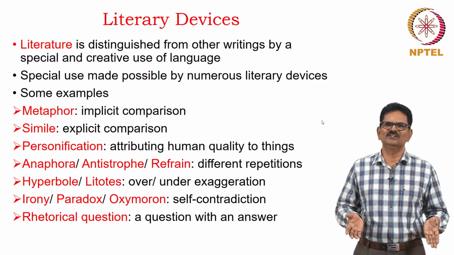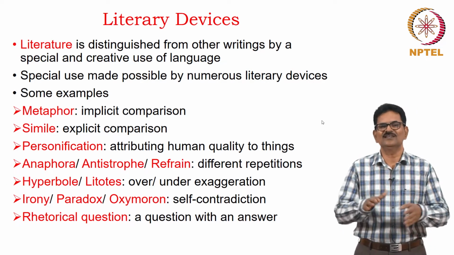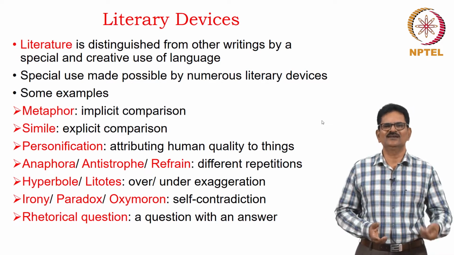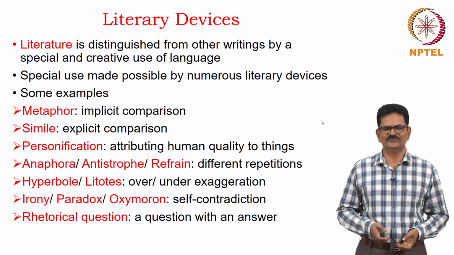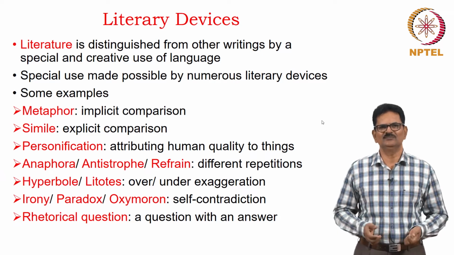A typical feature of literature is irony, paradox, oxymoron. This refers to self-contradiction in different ways. And another common feature is the rhetorical question. It is a question with an answer within itself. We will have lots of examples when we look at the literary pieces themselves.